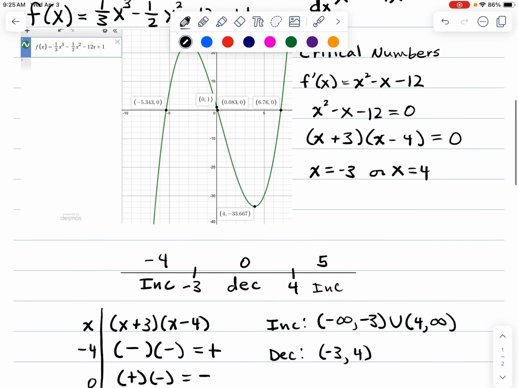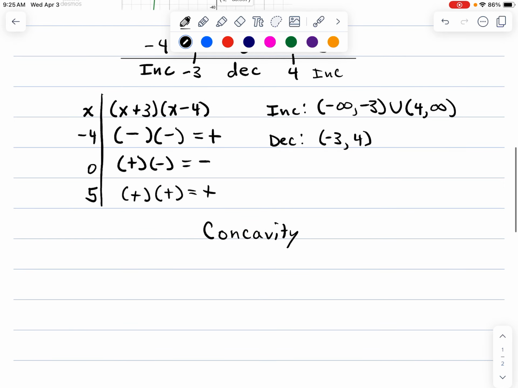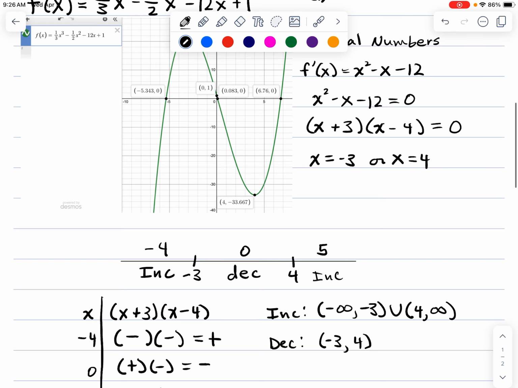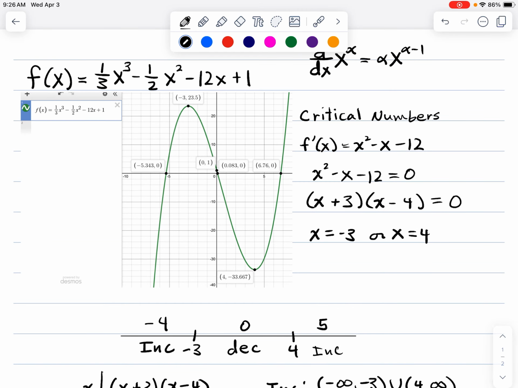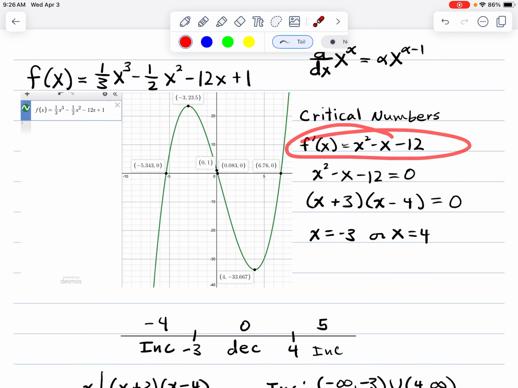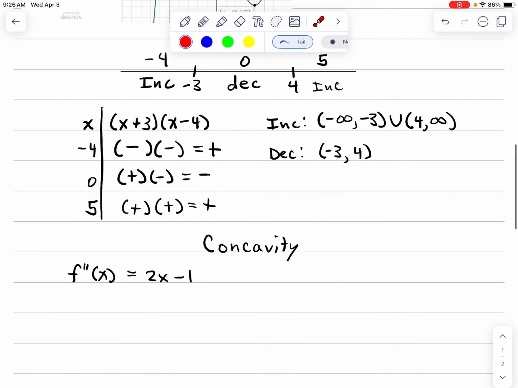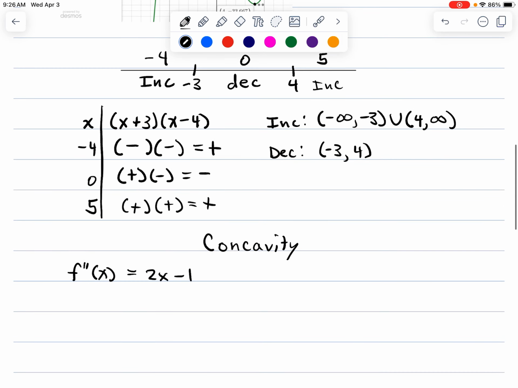So we've got x squared minus x minus 12. So the second derivative is 2x minus 1. There's the second derivative right there. See? I'm just differentiating this derivative, x squared minus x minus 12. Okay? There that is. Now, I set that equal to 0, and I get that x equals 1/2.